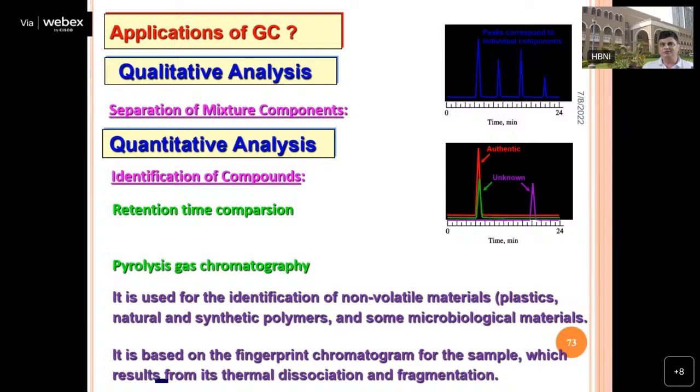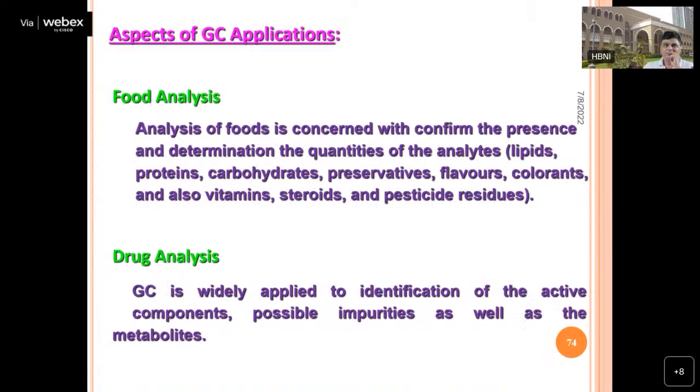These are the various applications of gas chromatography, as I told you, for both qualitative and quantitative purposes. It is used for the identification of non-volatile materials like plastics, natural and synthetic polymers, and some microbiological materials. The separation is based on the fingerprint chromatogram of the sample, which results from thermal dissociation and fragmentation, and there are various other aspects of gas chromatography applications.